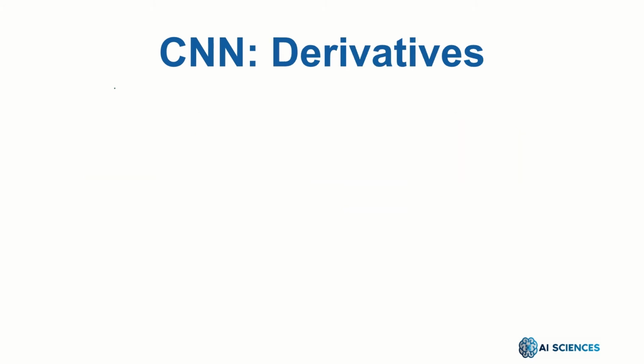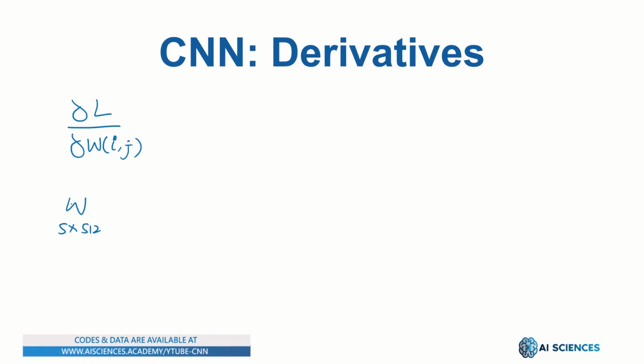Let me describe the differentiation of this loss with respect to a particular parameter, let's say i comma j. Remember, in our example, our W is 5 by 512. So what is the derivative with respect to this particular entry of this matrix? For example, if the value of i is 2 and the value of j is 5, I want to know the derivative with respect to this particular parameter.